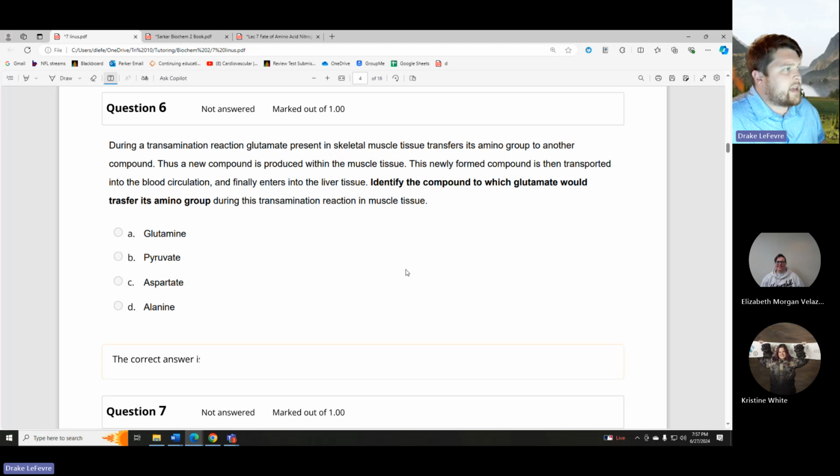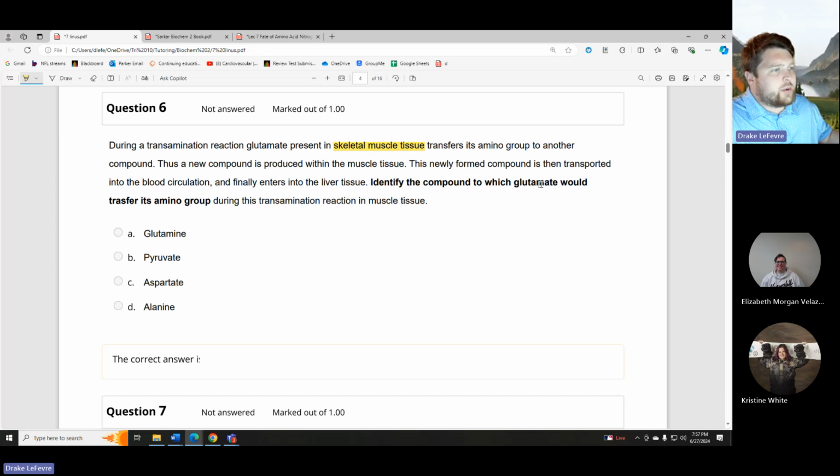During a transamination reaction, glutamate that is present in skeletal muscle tissue transfers its amino group to another compound. Thus, a new compound is produced within the muscle tissue. This newly formed compound is then transported into the blood circulation and finally enters the liver tissue.